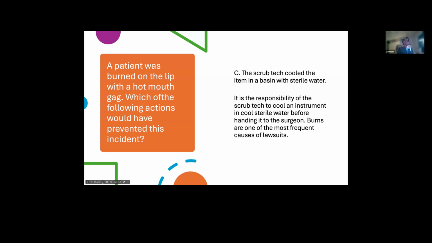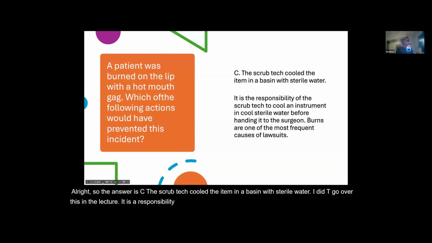All right. So the answer is C. The scrub tech cooled the item in a basin with sterile water. I did go over this in the lecture. It is the responsibility of the scrub tech to cool an instrument in cool sterile water before handing it to the surgeon. Burns are one of the most frequent causes of lawsuits.